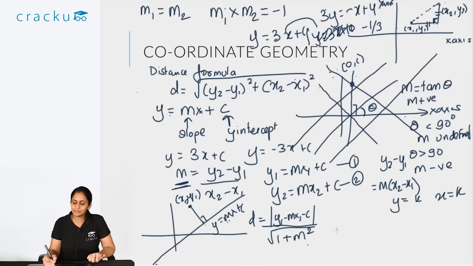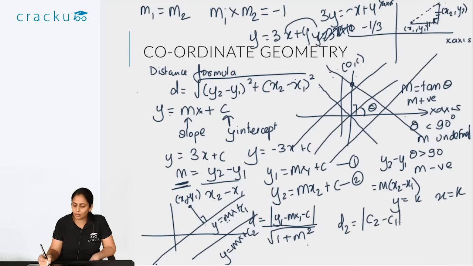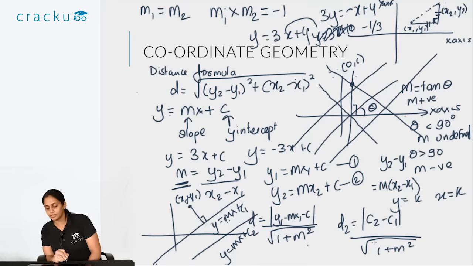Now what is the distance between two parallel lines? If there is another parallel line going like this, which is y is equal to mx plus c2, and this is c1, then the distance between these two parallel lines is basically d2 is equal to the modulus of (c2 minus c1), divided by the square root of 1 plus m squared. So as you can see, in both cases we divide by the square root of 1 plus m squared. In this case, we plug in the value we get after putting in x1, y1 in the equation of the line. And in this case, we take the modulus of the difference of the y-intercepts.